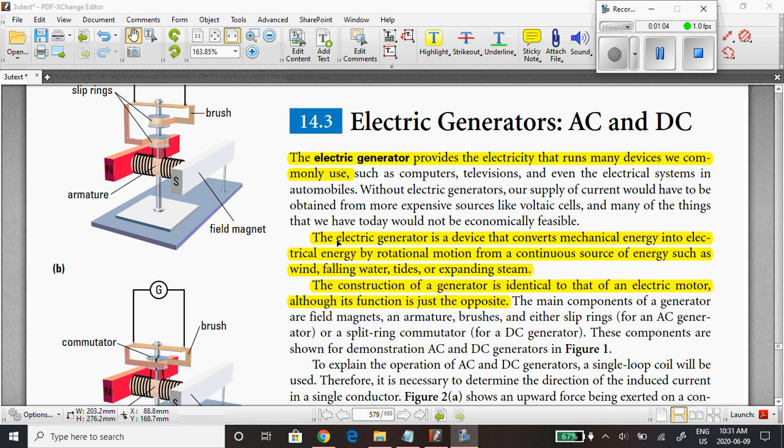So that's what it says here in the textbook. The electric generator is a device that converts mechanical energy into electrical energy by rotational motion from continuous sources of energy such as wind, you see them around, falling water, tides, steam, and the construction of a generator is identical to that of an electrical motor. It just works in the opposite direction.